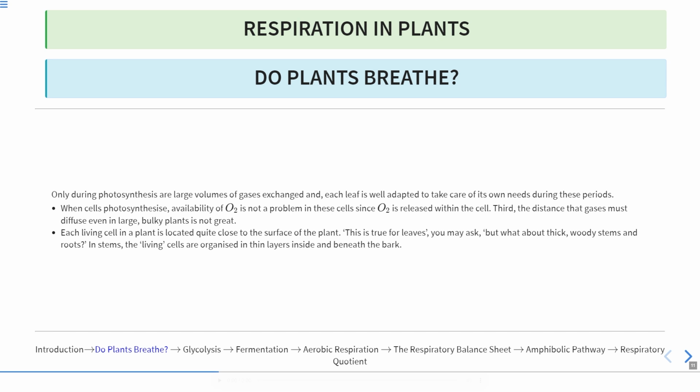Okay, so on the surface of the plant, there are cells that can carry out gaseous exchange. This is true for leaves. You may ask, but what about the thick woody stem and the roots? In stems, the living cells are organized in a thin layer beneath the bark, and there they have lenticels. In the case of woody stems, the lenticels present on the bark help in the gaseous exchange.